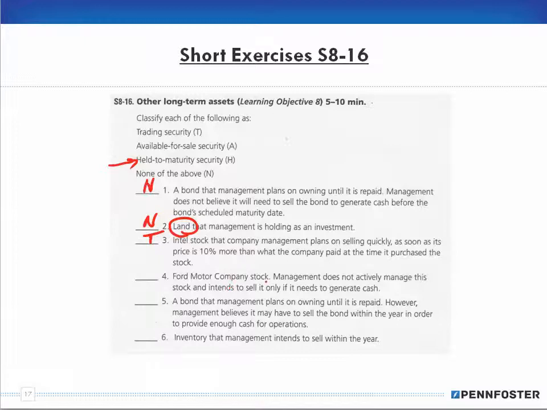Ford Motor Company stock. Management does not actively manage the stock and intends to sell it only if it needs to generate cash. So that would be considered an available for sale security. They're not planning on trading it real quick. It's available for sale, meaning they buy it and just sit on it, and if they need the cash, that's when they'll sell it. That's why they call it available for sale versus the trading security, where they're looking for that short, quick, let me make a profit and get out kind of thing.